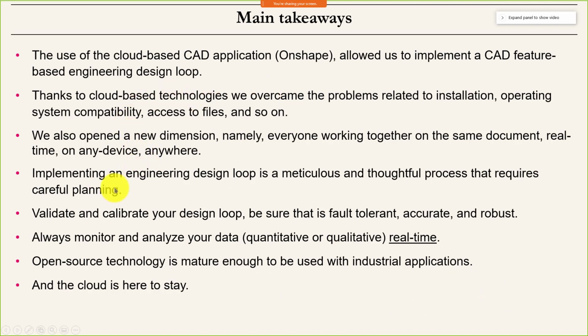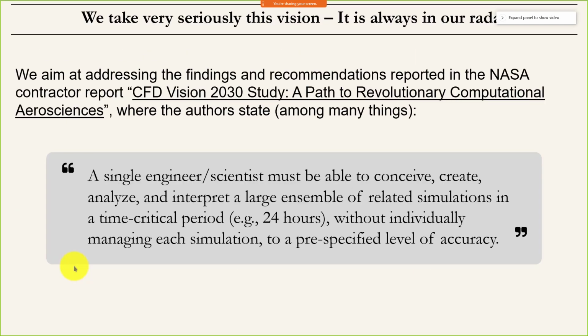But what is important when you are doing an engineering design loop is that this is a meticulous and thoughtful process that requires planning. You need to plan everything before doing, okay? Also validate and calibrate your design loops. Be sure that everything is working, and also very important, that it is fault tolerant, and monitor your data in real time, okay? So as you can see, open source technologies are mature enough to tackle industrial applications. We have used it for complex programs, and the cloud is here to stay.